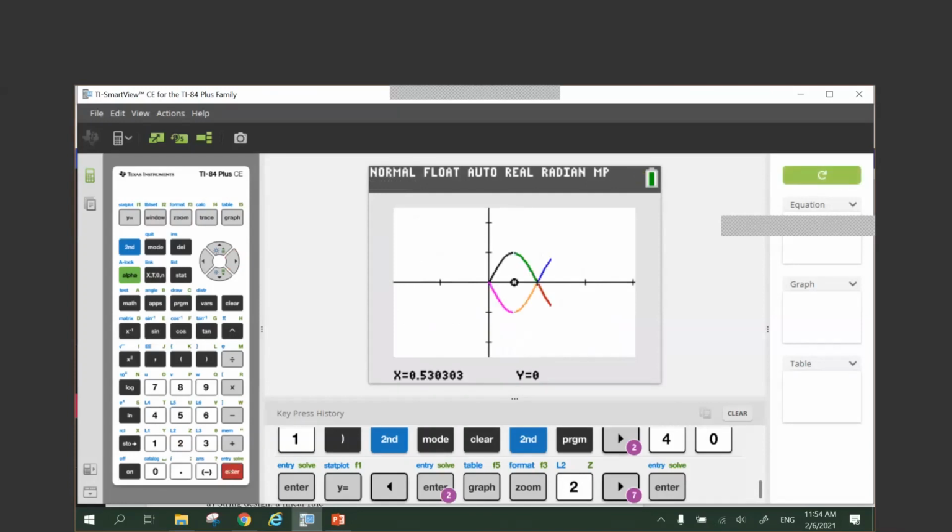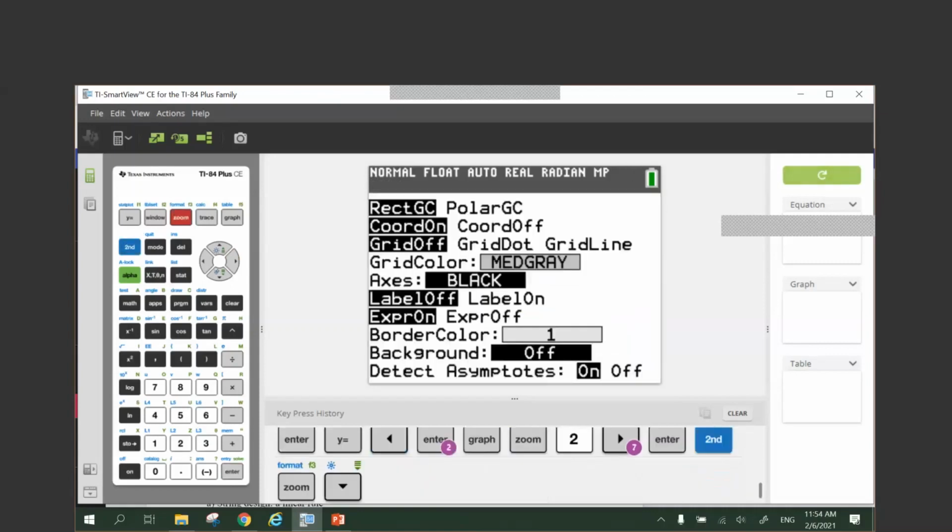Okay, I would like to remove the X and Y axis now. So it's under format, which is light blue color. So second format. Okay, bring down the cursor. Okay, so now the axis, I want to remove it. You can change the color of the axis if you need. Okay, so I off it. Okay, let's go back to the graph.